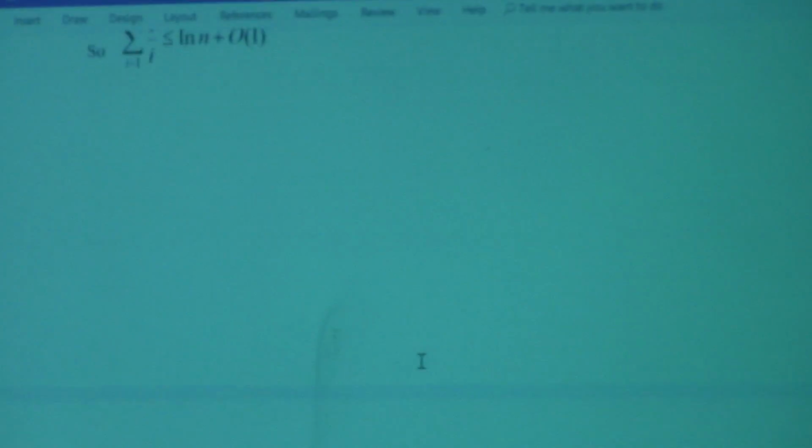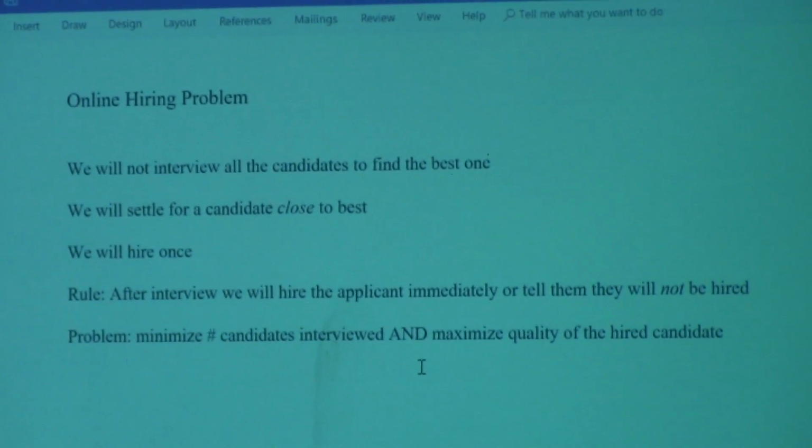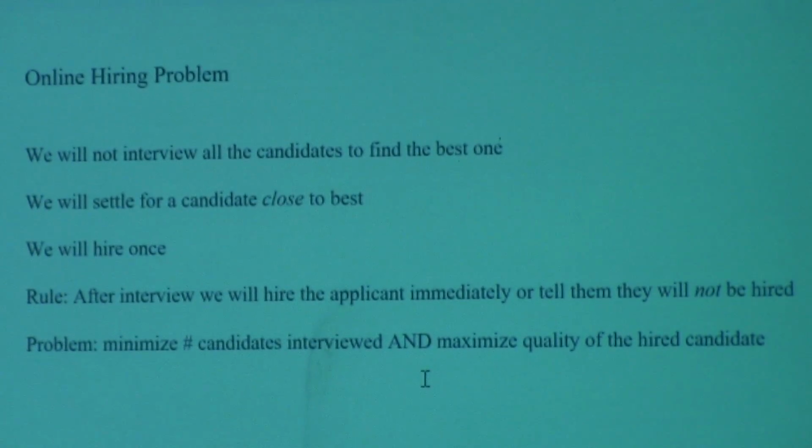Let's see. All right, so we're going to look at this one right here. So the online hiring problem I mentioned to you last time, what we're going to do is look at a set of candidates, and only interview a few of them early on. We're going to take a random selection of K candidates. Okay? And we will settle for hiring a candidate close to the best. We may hire the best, we may not.